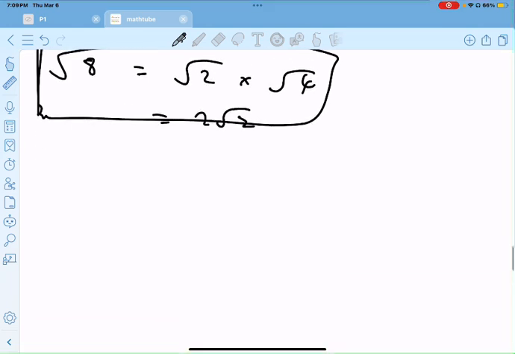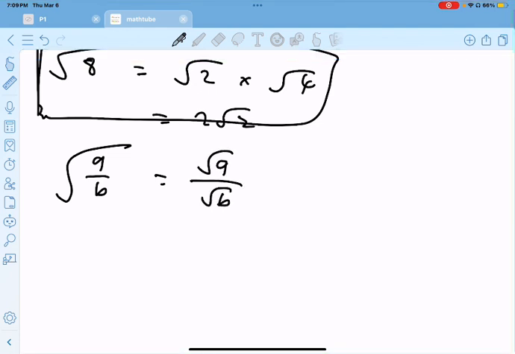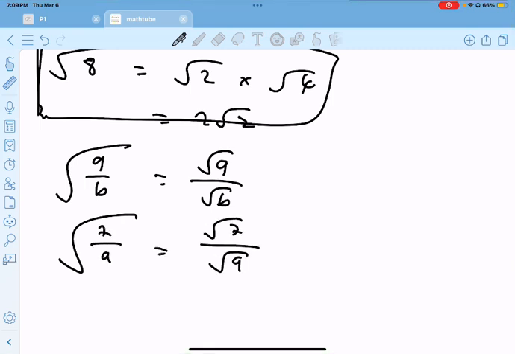Likewise, root of a over b will be equal to root a over root b. Example, root of 7 over 9 will be equal to root 7 over root 9. You can simplify this again. Root 9 is 3, so it becomes root 7 over 3, okay?